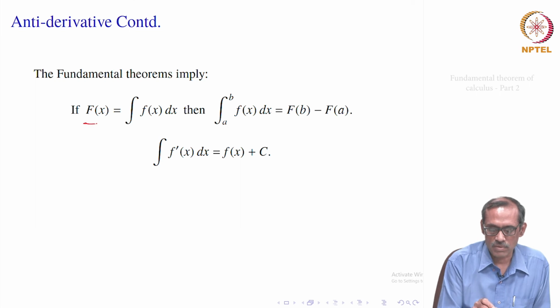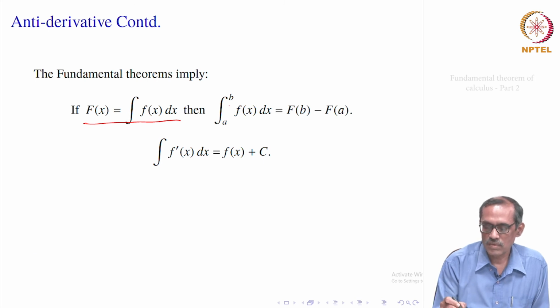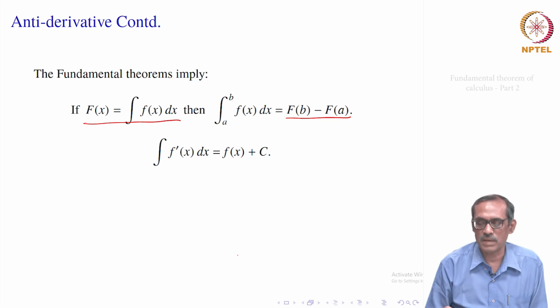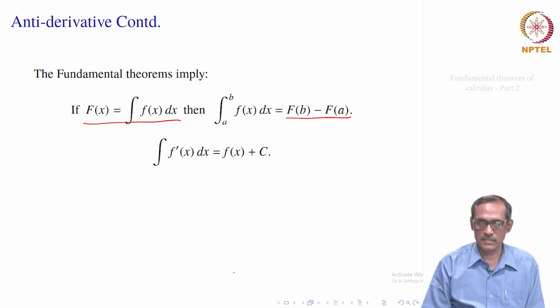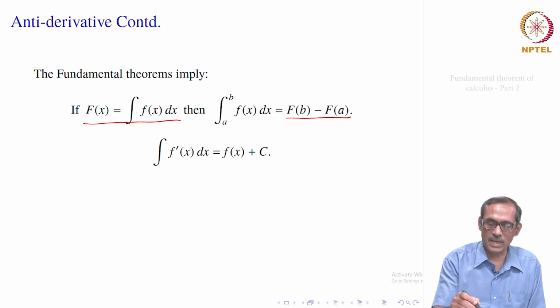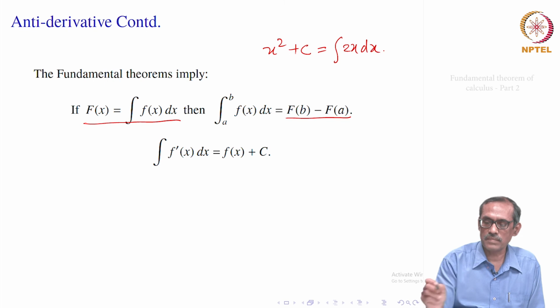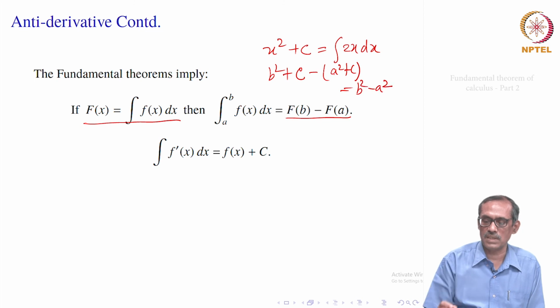If you write capital F of x equal to this indefinite integral of f of x dx, then when we take the definite integral from a to b, that will be equal to capital F of b minus capital F of a. This is clear. Suppose you have x square plus c, that is your antiderivative of 2x. Then you take F of b minus F of a, that will give b square plus c minus a square plus c, that will be b square minus a square. You see that c is gone.